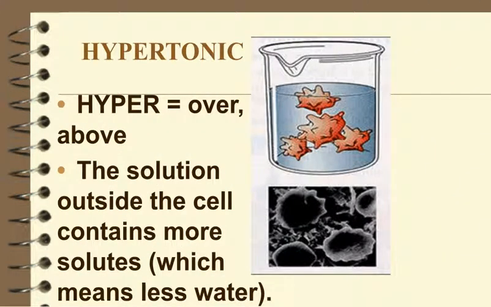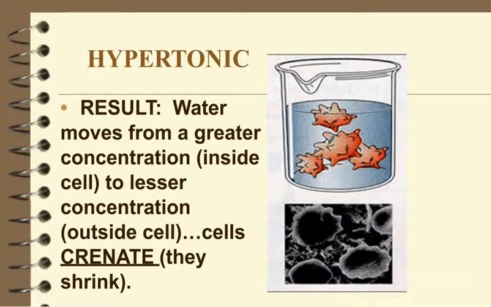The second type of osmotic situation is called hypertonic. Hyper means over or above. And what this means is with our cells, there's more water on the inside of the cell than there is on the outside. And what that's going to do to our cell, that water is going to leave the cell because it's still going to go from high to low concentration. And when it leaves the cell, it causes the cell to crenate or shrivel up, kind of like a raisin.